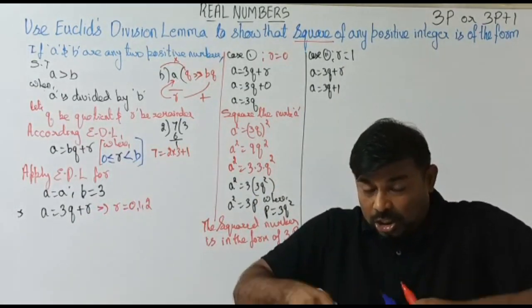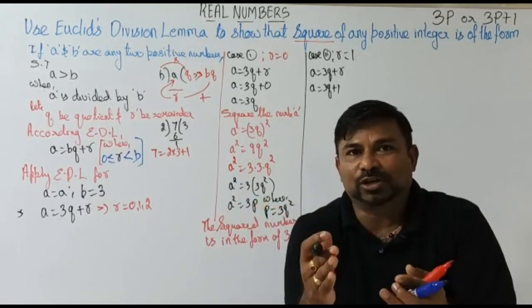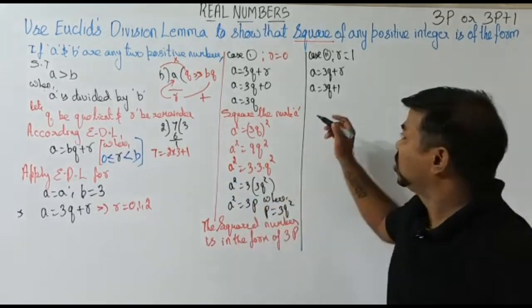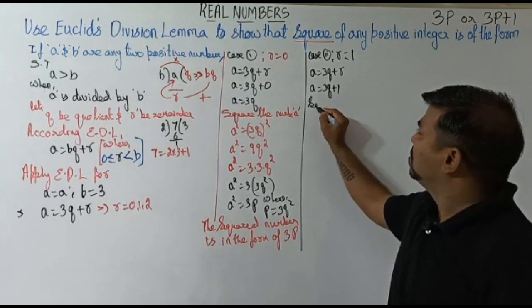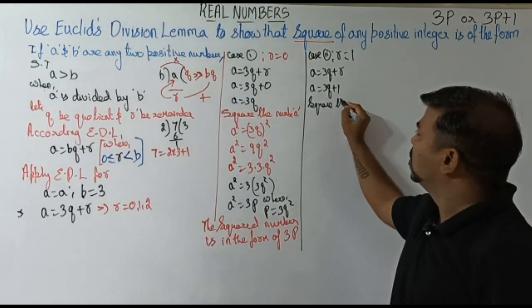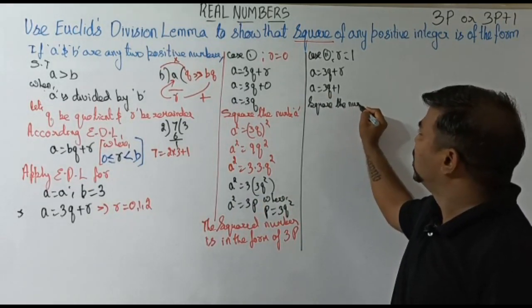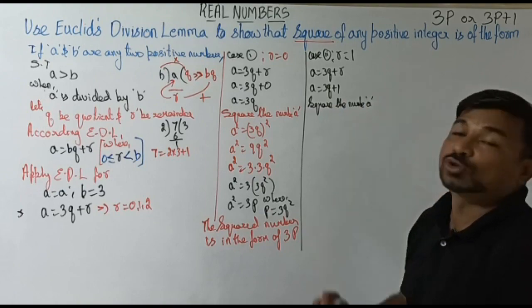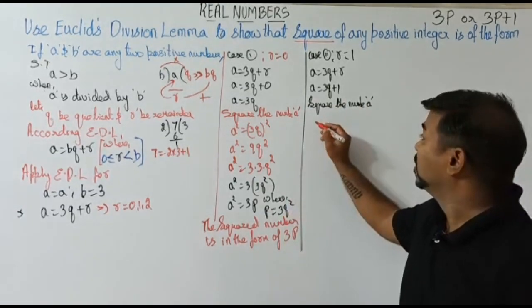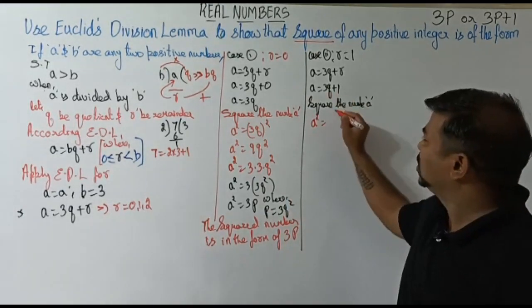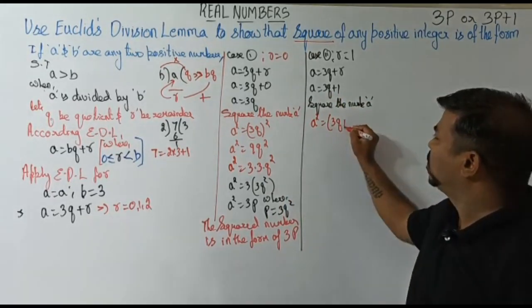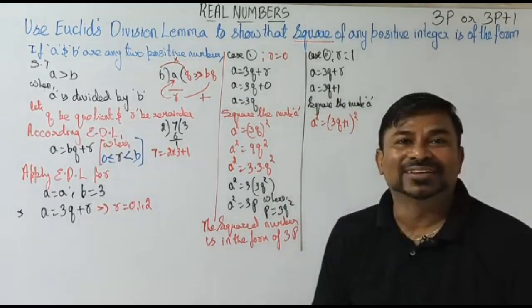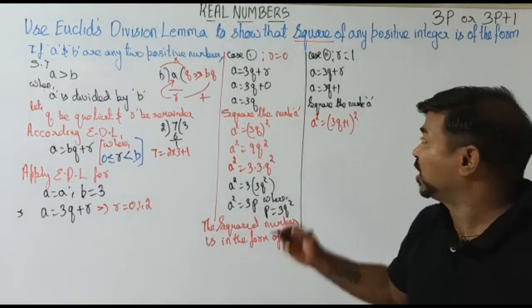But what is the condition? The square of the number. We have to check it out. After squaring, what do you get? So, square the number a. Let's square that one and we will see what will happen. So a square is equal to, what is the number here? 3q plus 1. Let's square that. After squaring, what will we get? Let us check it out.